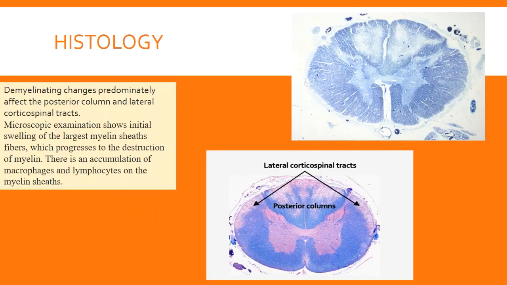Now coming to the histology, demyelinating changes predominantly affect the lateral columns. As you can see, these are the lateral columns, and this is the posterior column. So it characteristically affects the lateral column and the posterior columns of the spinal cord. Microscopic examination shows a characteristic myelin pallor and destructive demyelination.